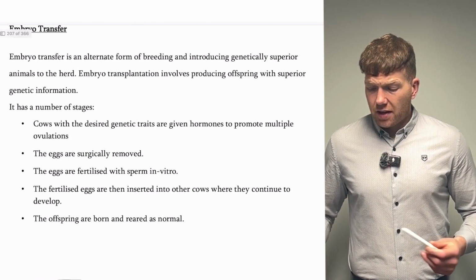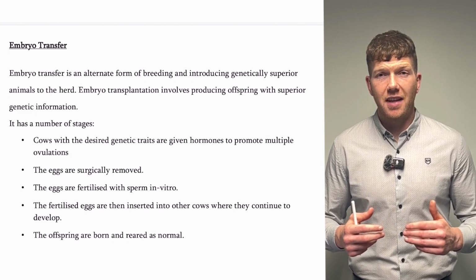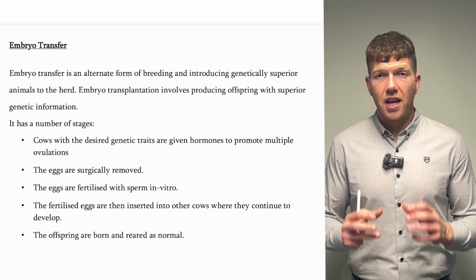Embryo transfer, just to quickly go through this, is another type of technology. Hormones are given to the cows of really high genetic merit.